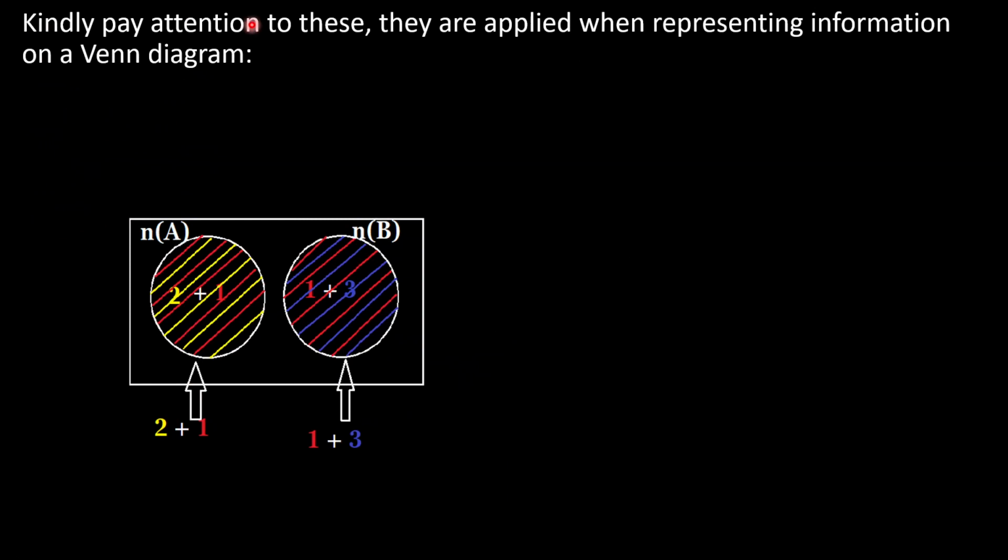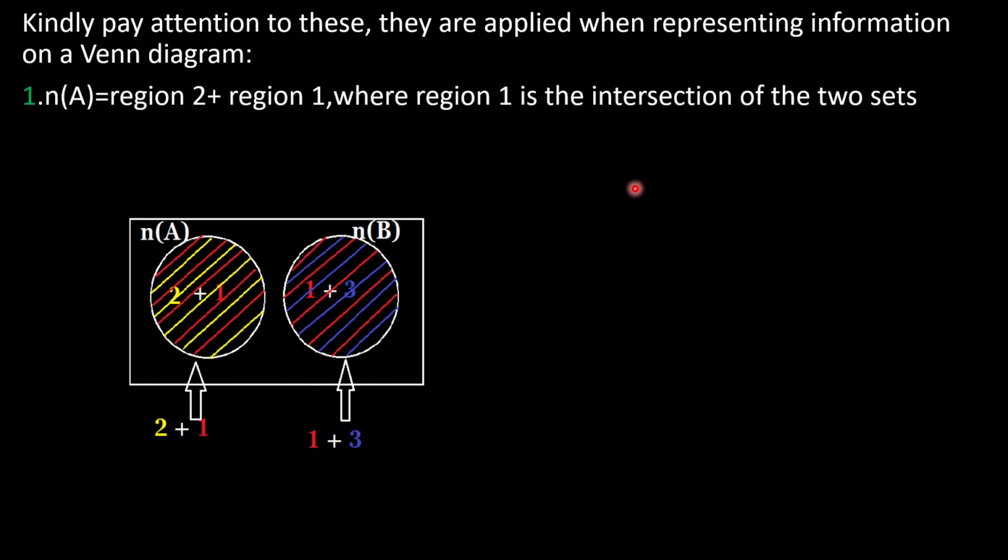So kindly pay attention to these. They are applied when representing information on the Venn diagram. So number 1, the number of A equals region 2 plus region 1, where region 1 is the intersection of the two sets. So region 1 has the color code red and region 2 has the color code yellow. So when you sum up region 2 and region 1, as in this diagram, it will give you the number of A.